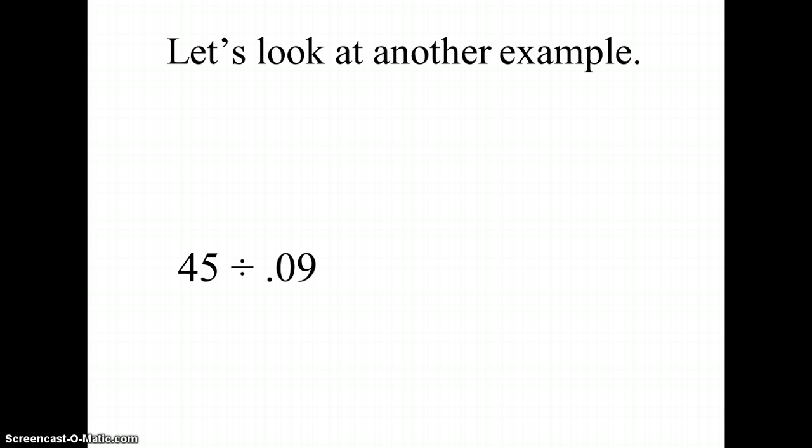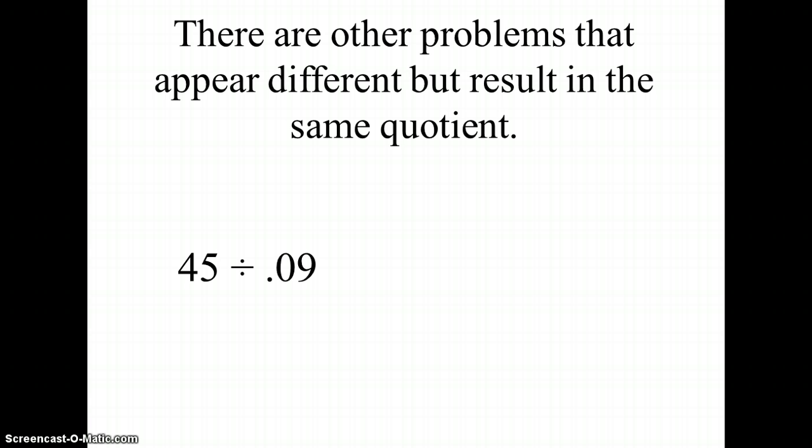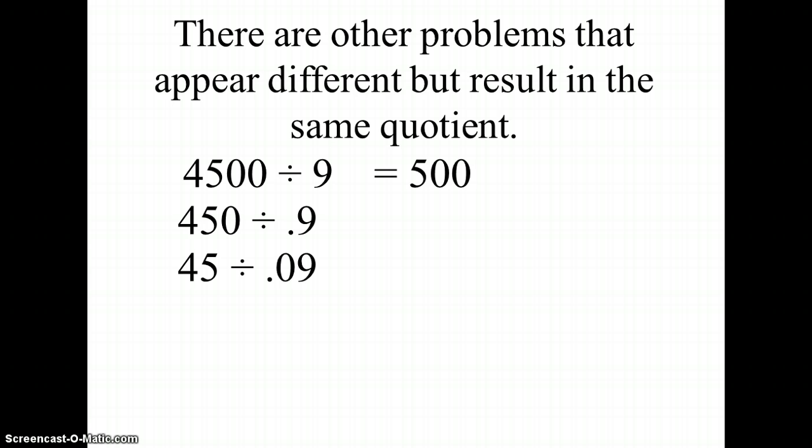Let's look at another example. 45 divided by 9/100ths. I know that that's the same as 450 divided by 9/10ths and 4,500 divided by 9. They're all going to give me the same quotient of 500. Notice what happened to the decimal in each of these problems. When I started out down here with 45 divided by 9/100ths, I took the decimal and moved it one place to the right to get 9/10ths.